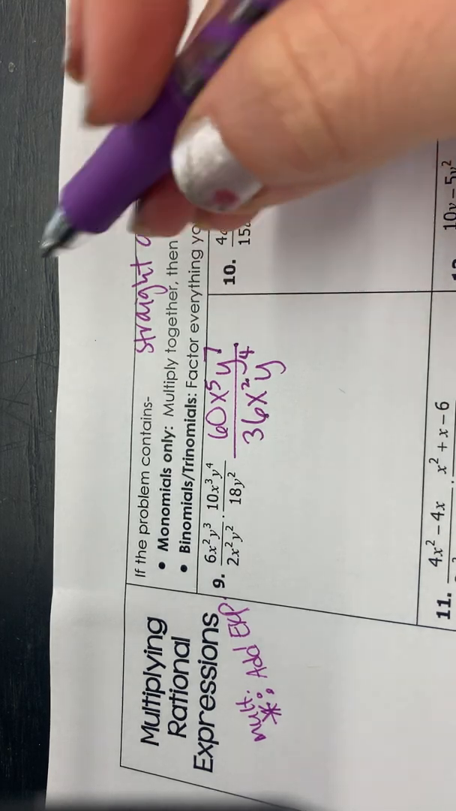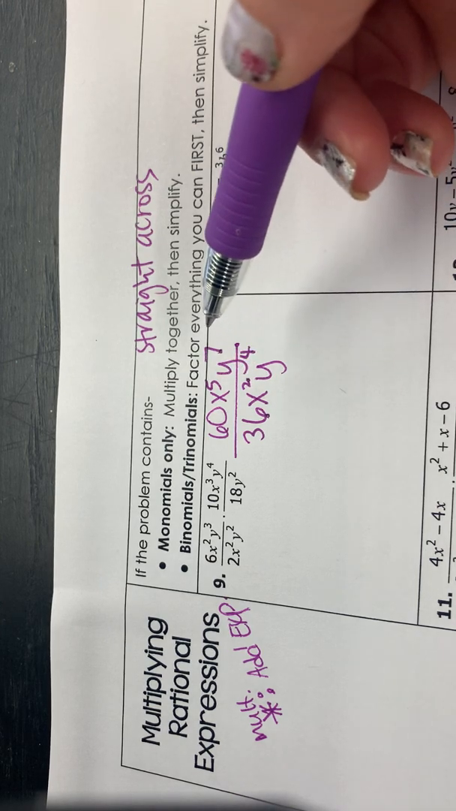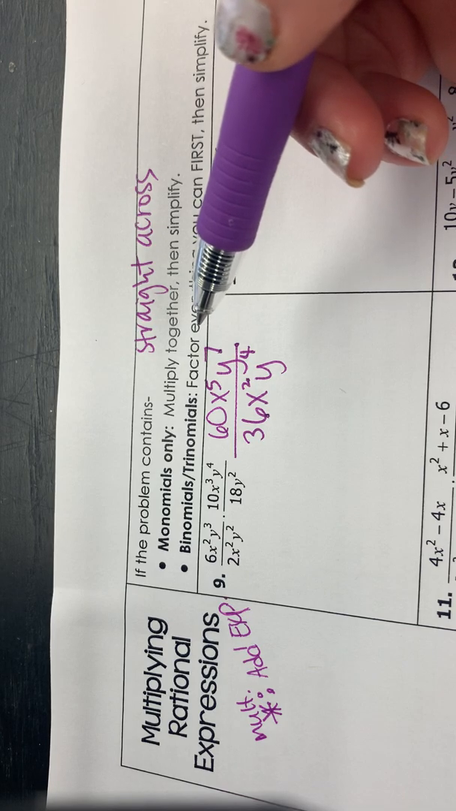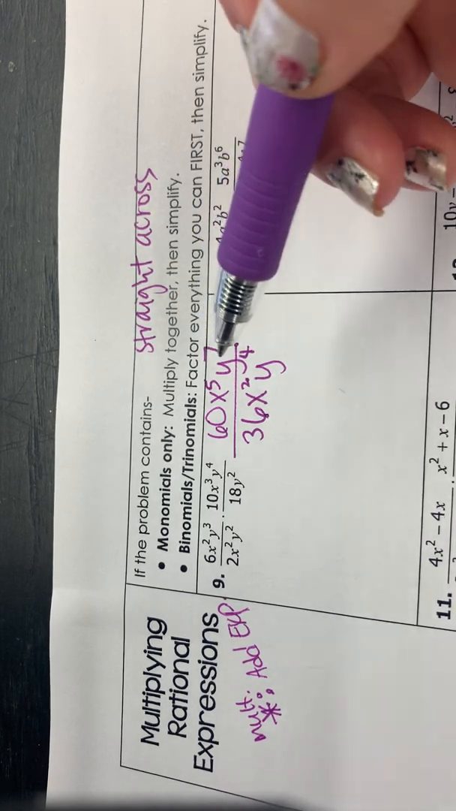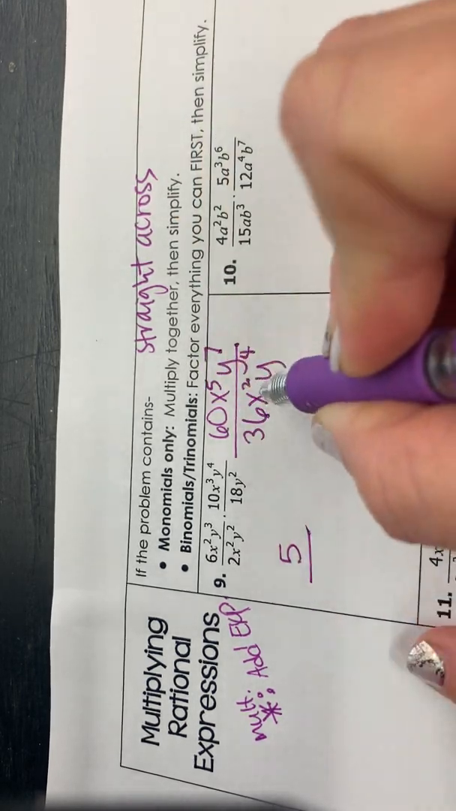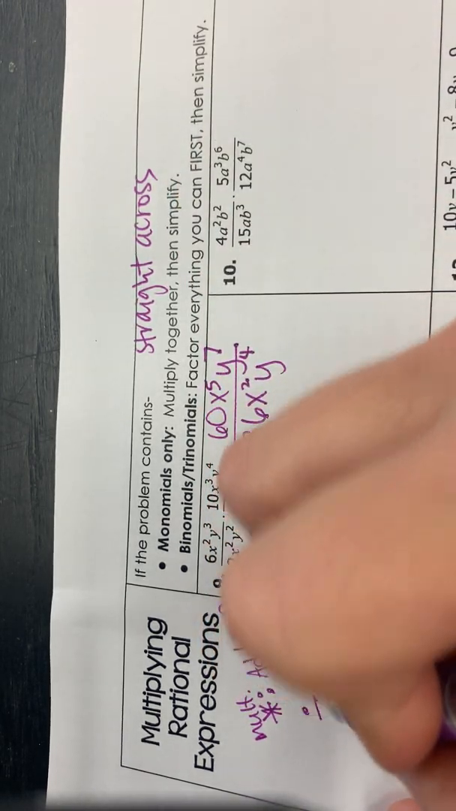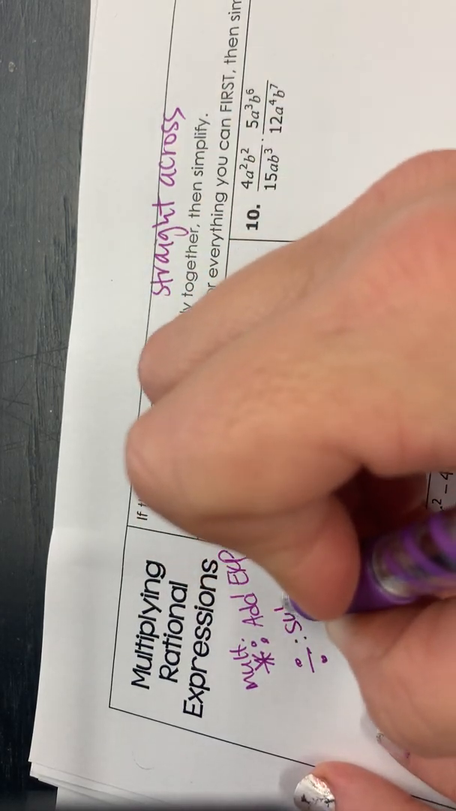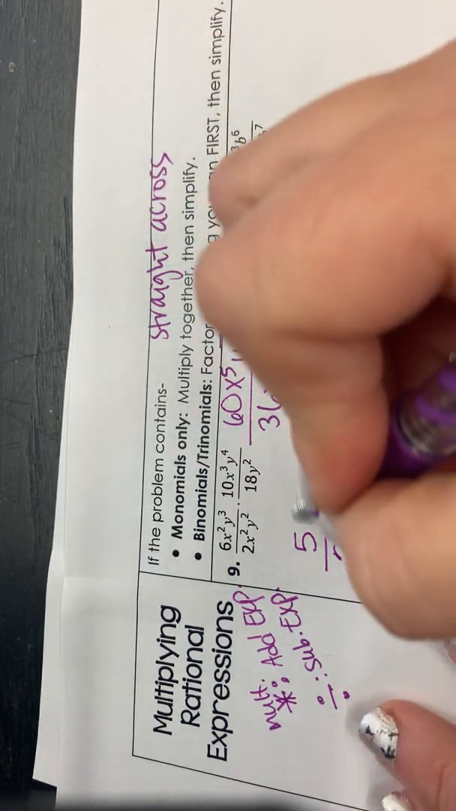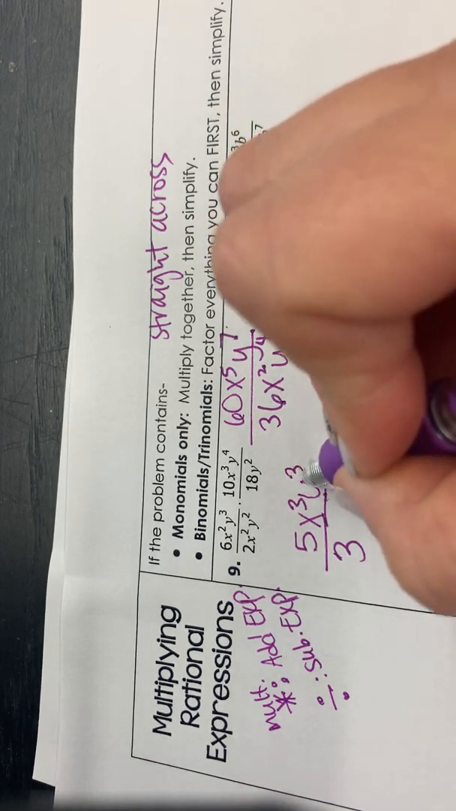Okay, then simplify. What goes into 60 and 36? 12. I knew 6 went into it. I had to think there for a minute, guys. 12 goes into 60 5 times, and 12 goes into 36 3 times. Now, when you are dividing, you subtract your exponents. So 5 minus 2 is 3. 7 minus 4 is 3 also.